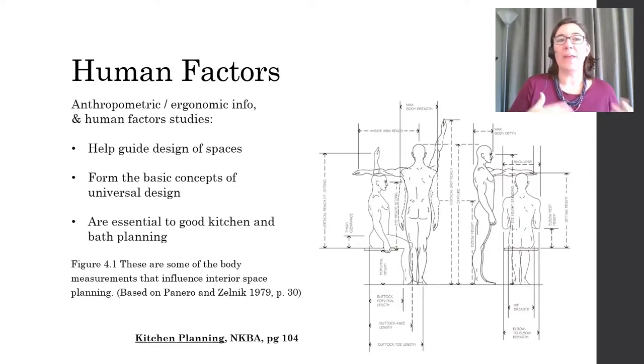So let's start with those human factors. Anthropometric and ergonometric information, all right? And different studies of the human body and how it moves are going to help guide the design of our spaces. This information, this data, forms the basic concepts of universal design and therefore is essential to good kitchen and bath planning.